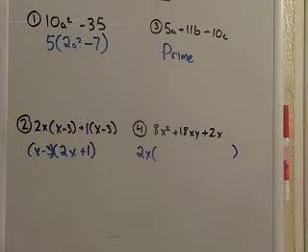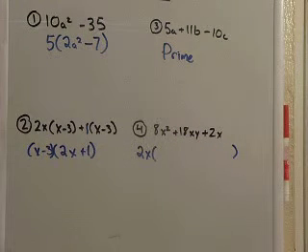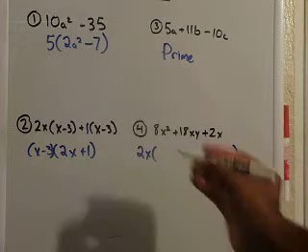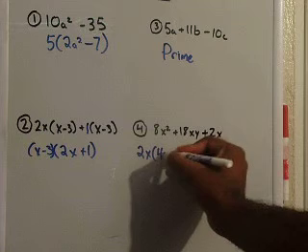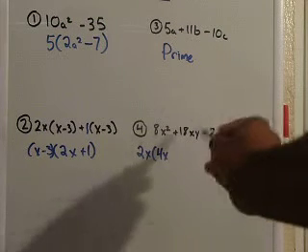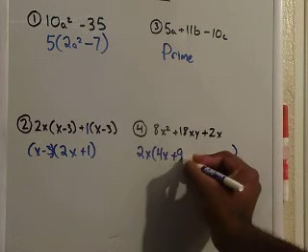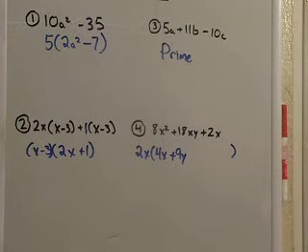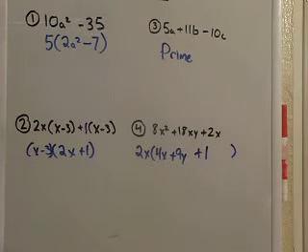If I divide 8x squared by 2x, that gives me 4x, so I'm going to put a 4x there. If I divide 18xy by 2x, that gives me a 9y. And if I divide 2x by 2x, anything divided by itself is 1. And that's how you do that problem.